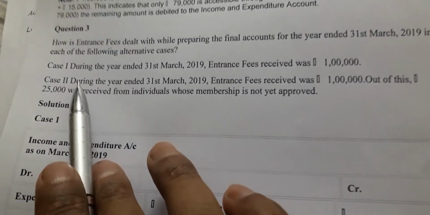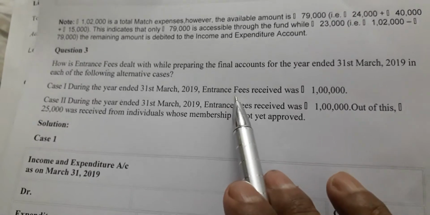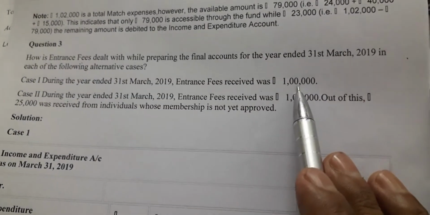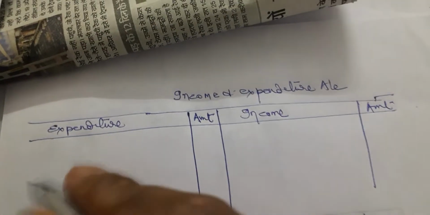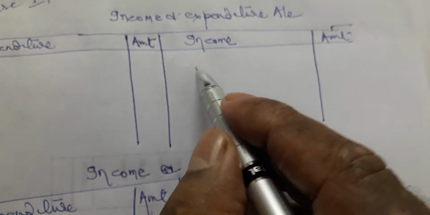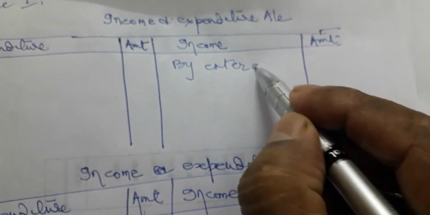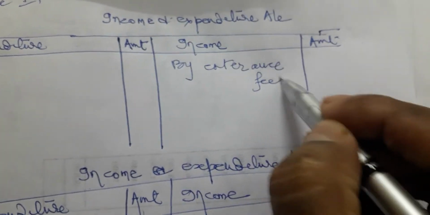In case number 1, during the year ended 31st March 2019, the current year, entrance fees received was rupees 1 lakh. So in the income and expenditure account, this is our case number 1. In the income and expenditure account, on the income side, by entrance fees rupees 1 lakh.